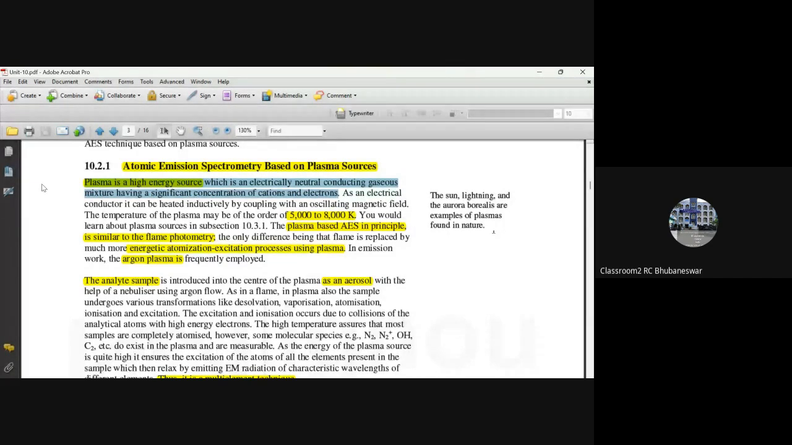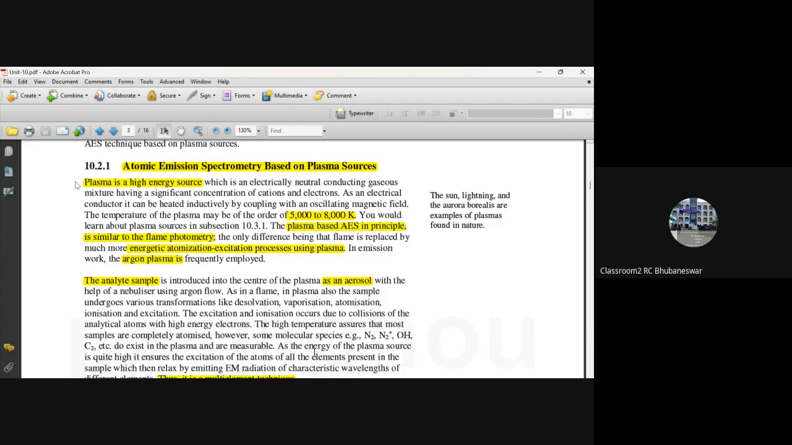It is electrically neutral, but it is an electrical conductor. Electrically neutral means the positive and negative parts are almost equally maintained. That is why it is electrically neutral. But due to the charged species present in the plasma, it becomes an electrical conductor. Understood? So that makes the plasma electrically conducting.